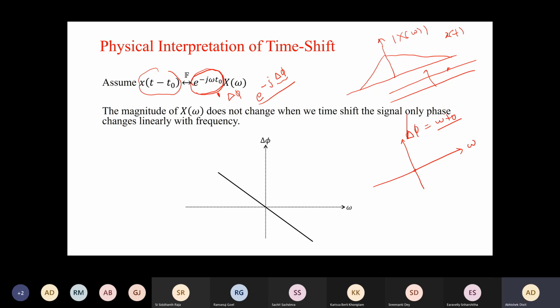And let us assume that actually the phase is not del phi, it's minus. I'm making so many mistakes. Let me remove this minus. Okay. So I can think about this as e to the power j del phi. So del phi in this case is actually minus omega t naught. And let us assume t naught is some positive number. So the phase is something like this. So what you can say is this added phase is linear with respect to frequency.